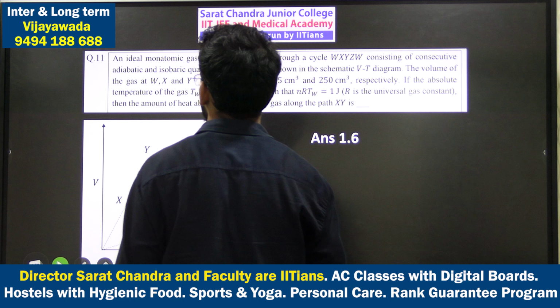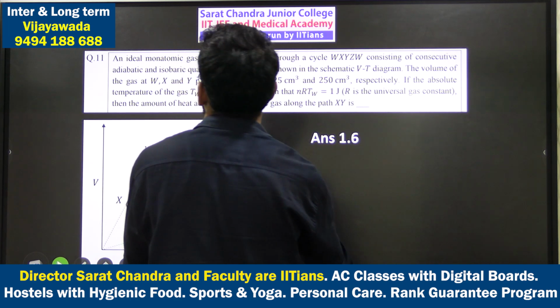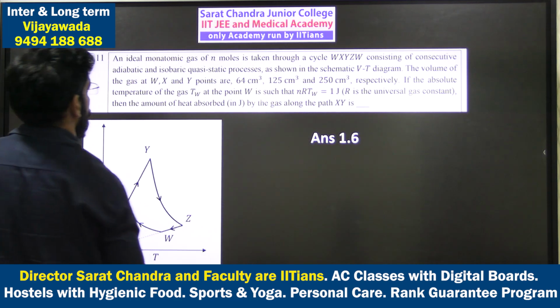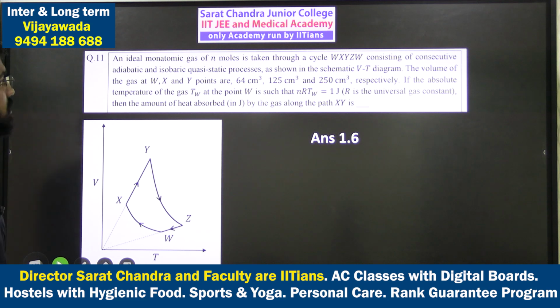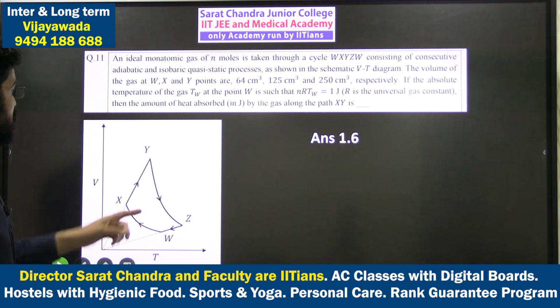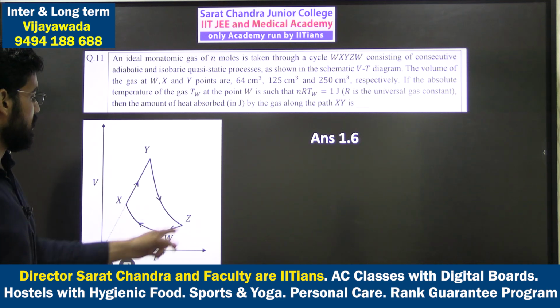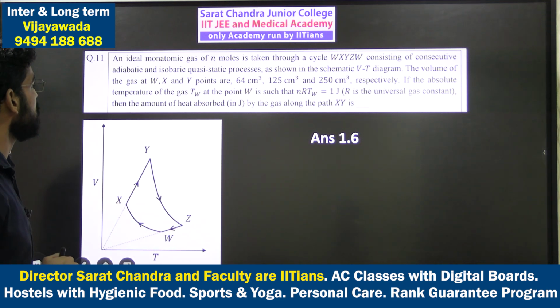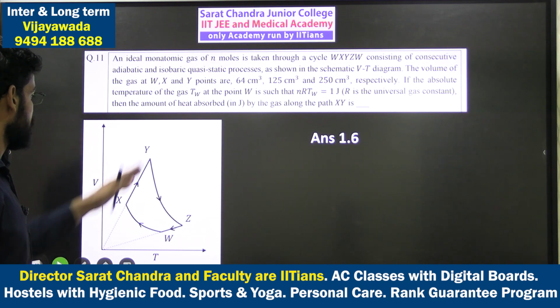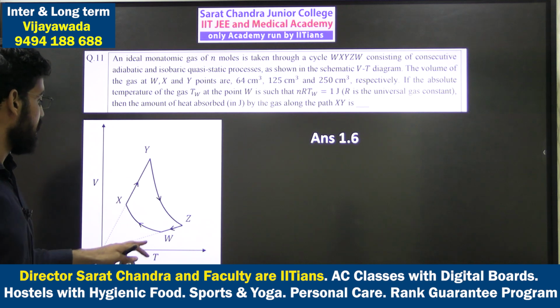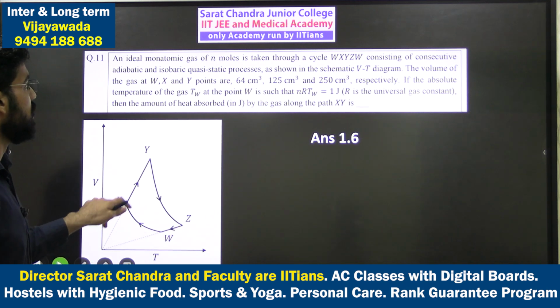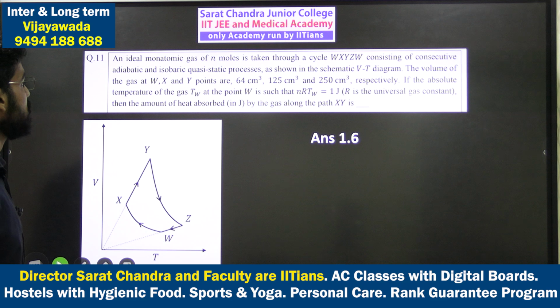10th done. 11th. Okay, so in the 11th, we have an ideal monoatomic gas of n moles taken through a cycle WXYZW. Okay, it consists of consecutive adiabatic and isobaric quasi-static processes as shown in the VT graph. In this VT graph, XY and WZ are isobaric, I can say, right? Pressure constant, right?